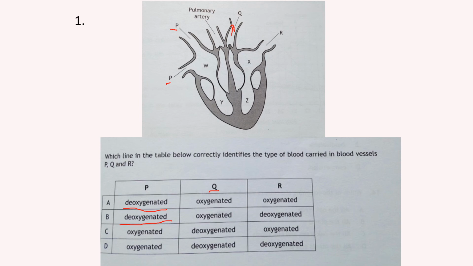Well, we know that the blood goes into P, into the heart, comes out, goes to the lungs, gets oxygenated, comes back through R, and then goes out of Q. So Q must be oxygenated. So it could either be A or B. And the last one, R. So it comes back from the lungs into the heart via R, so it has to be oxygenated. So the answer is A, so well done if you managed to get that correct.